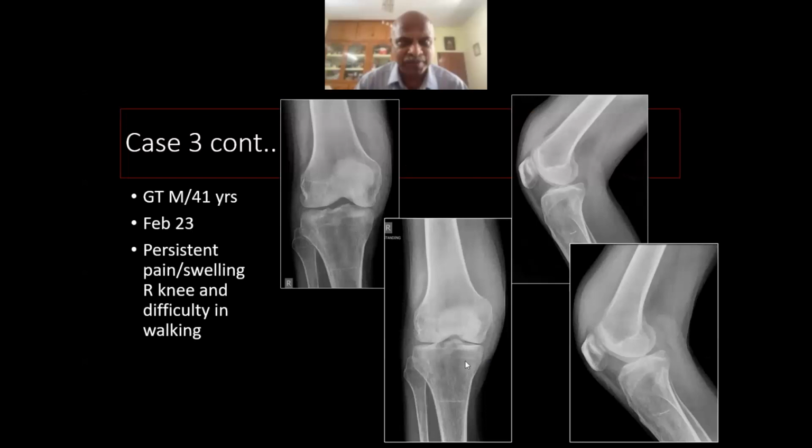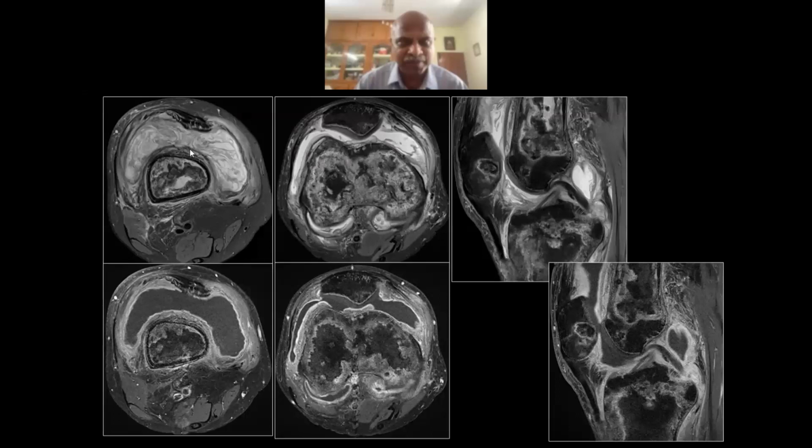These are the initial x-rays when he presented to us, and the 2 months later radiographs. And you can see that there's an increase in the joint effusion, but there's not too much of change in the periarticular osteopenia. That's possibly because he's already on appropriate antibiotic, and the treatment was instituted early in the disease presentation. So this time round, we went ahead and did an MR.